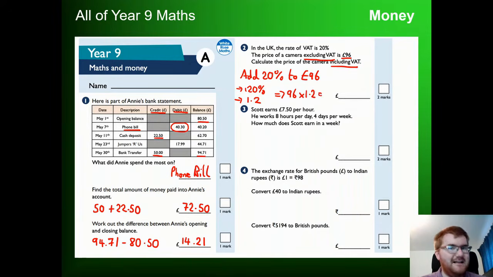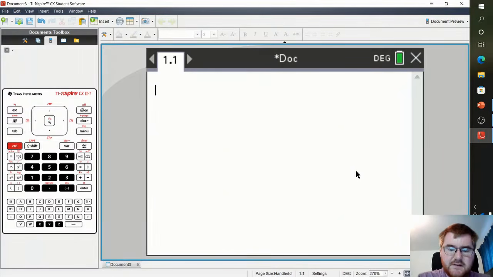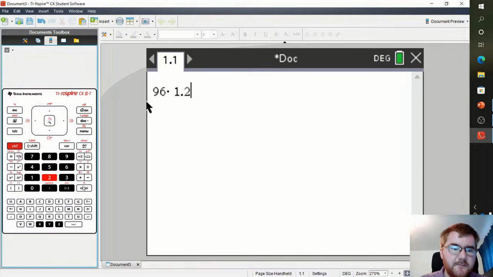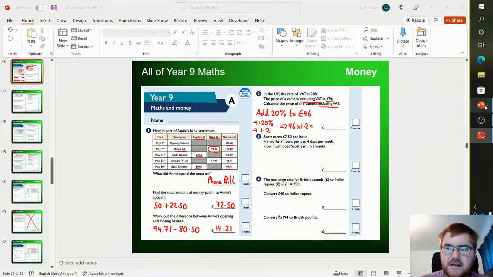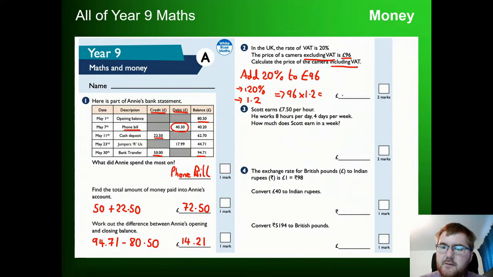This is where the calculator comes in. So we type in 96 times 1.2. And that gives us a calculation of £115.20. So we pop that in, making sure we keep this in money. Now Scott earns £7.50 per hour, and he works 8 hours per day and 4 days in the week. How much does he earn in that week?